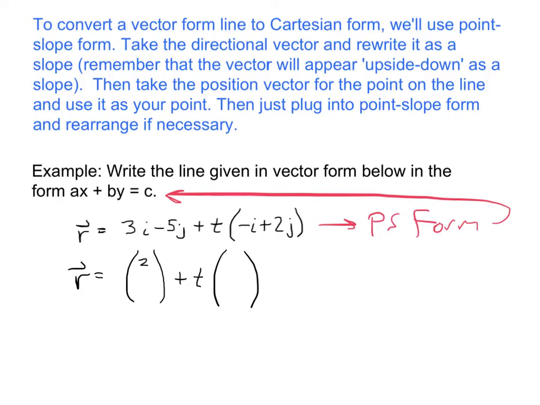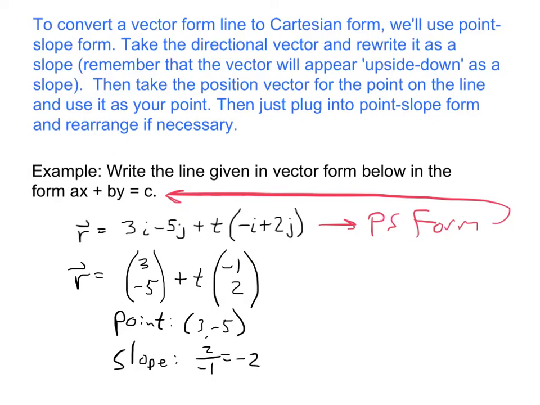So, pause the video for a minute or make sure you at least have this in mind mentally. Your position vector for the point on the line should be 3, -5. Your directional vector should be -1, 2. I got those from here for this one and here for this one. Okay, so to me, that means that we have a point at 3, -5, and it means that we have a slope of 2 over -1. I'm getting those from here. I'm just turning it upside down. And so I might as well simplify that. The slope is really -2.